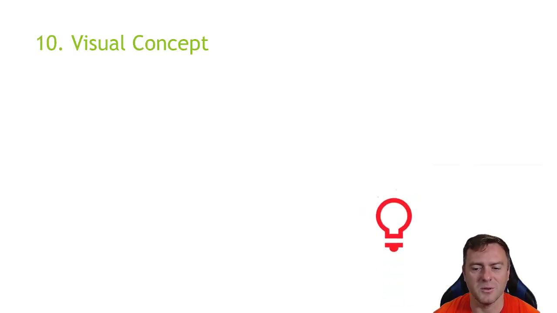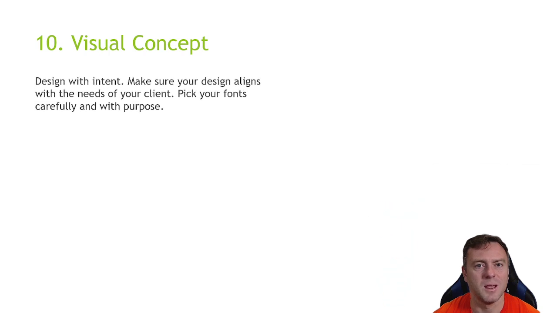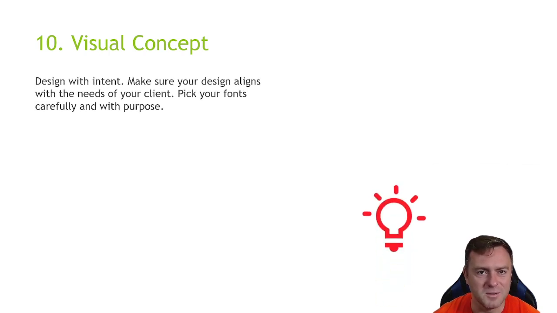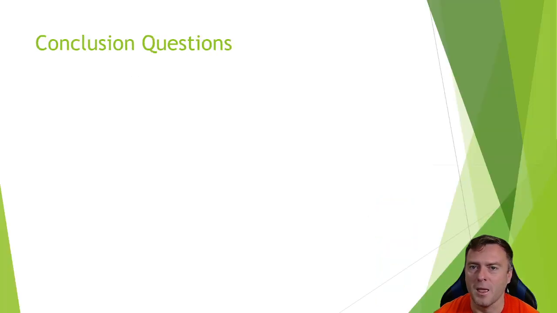Lastly, you can have a visual concept. A visual concept is when you design with intent, making sure that the design aligns with the needs of your client. So making sure we understand who our target audience is first, and then picking your fonts very carefully and with purpose to align with that.